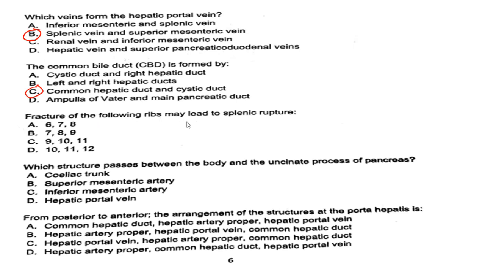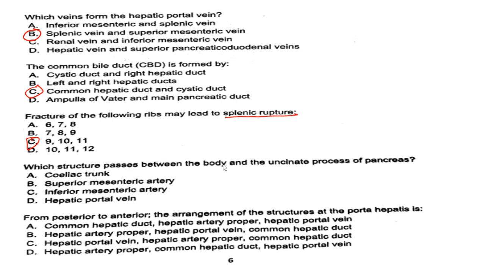Fracture of the following ribs may lead to splenic rupture. So A, we have 6, 7, 8. B, we have 7, 8, 9. C, we have 9, 10, 11. D, we have 10, 11, and 12. So if you look at the spleen, it's within the region of the 9th to 10th ribs. So the answer here is just C.